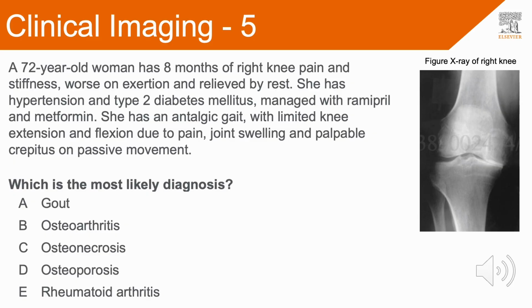Which is the most likely diagnosis? A. Gout, B. Osteoarthritis, C. Osteonecrosis, D. Osteoporosis, or E. Rheumatoid arthritis. Now just pause the video here for about 30 seconds and have a think about the correct answer. So the correct answer in this case is B, osteoarthritis, and we'll go through why in the following slides.